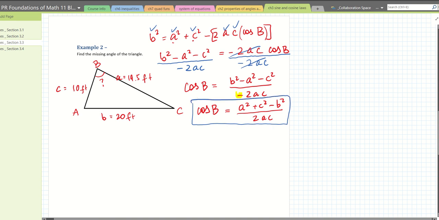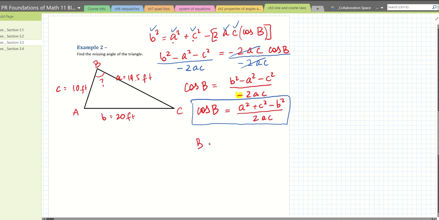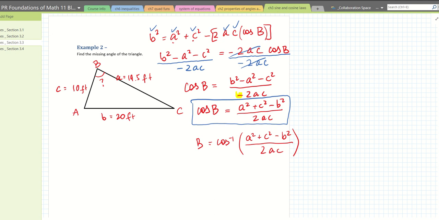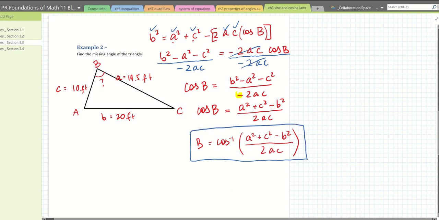B. Now this is still cosine, so the very final step to find the angle B is going to be taking the inverse of cosine. So the angle B as the final step, B itself is going to equal cos inverse of all of this stuff: a squared plus c squared minus b squared over 2ac. Okay, so that's the actual expression. I should probably box this one, not that one. This is what you really want to see as your final step if you're looking for the missing angle.